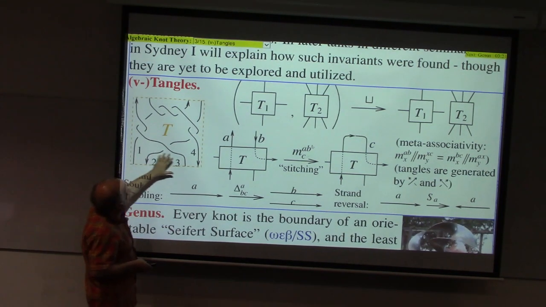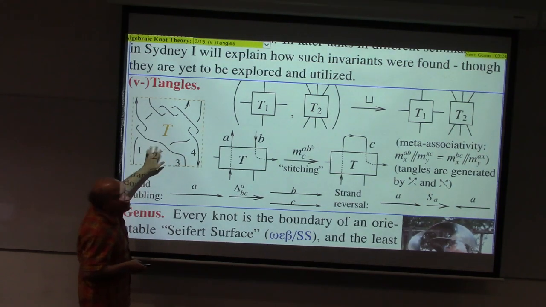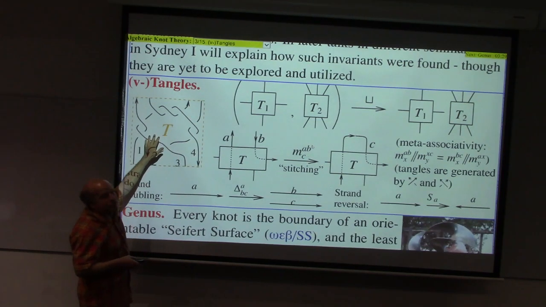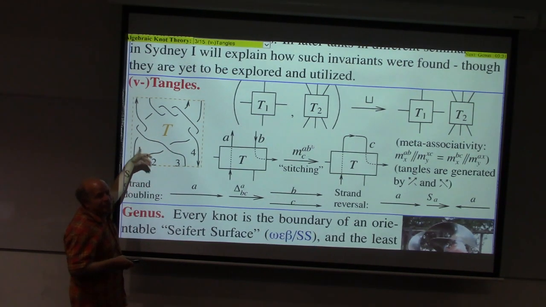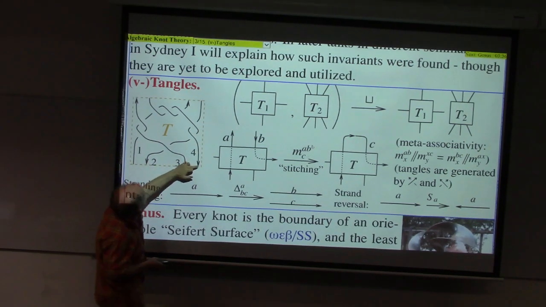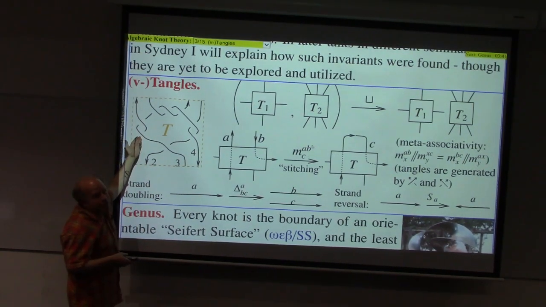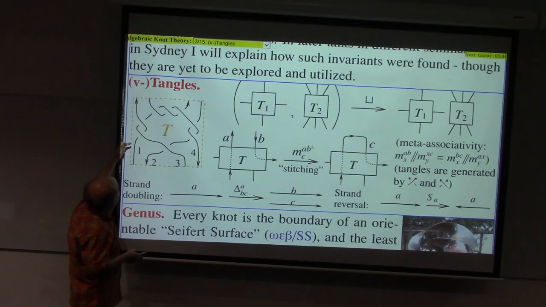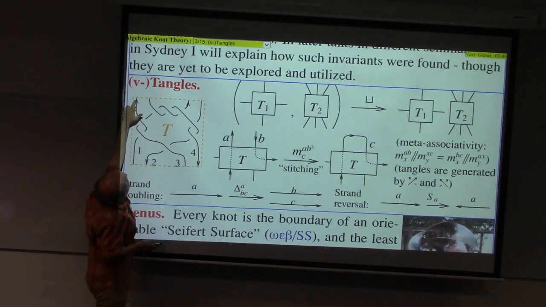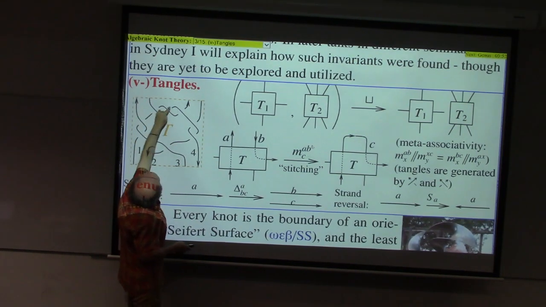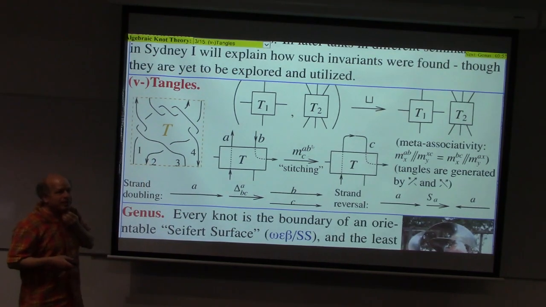So a tangle, and this is the first lie for this talk, is a piece of a knot drawn in a part of the plane. So here is an example. The part of the plane is this orange square. You can see a piece of a knot here. It has four components. Component number one goes this way. Component number two goes this way. Number three goes that way. And then there's also number four.